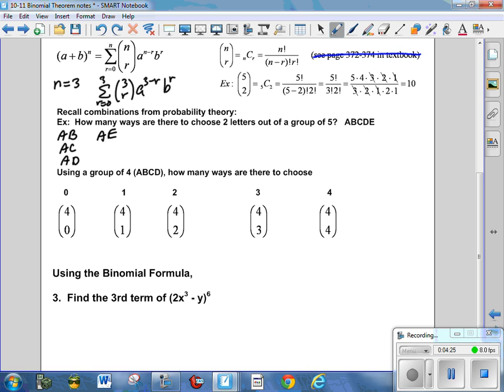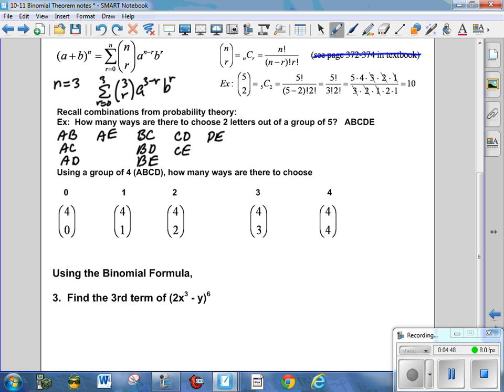Now I've already done A. BA and AB are the same thing. It doesn't matter what order you put them in for this. So I'm going to start with B. I could have BC, BD, BE. Now I've done all the ones that have B in them. So now I'm going to go with CD, CE, and then DE. Altogether there are 10 different ways to get 2 out of 5.